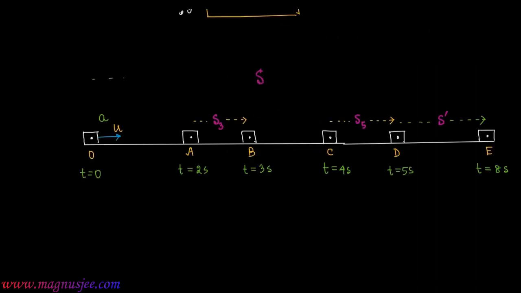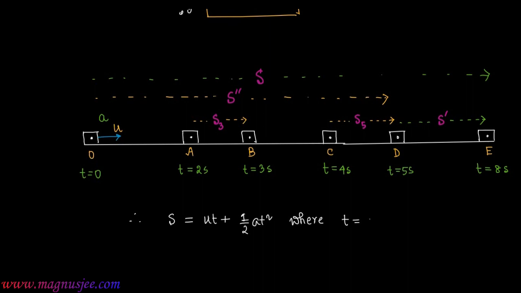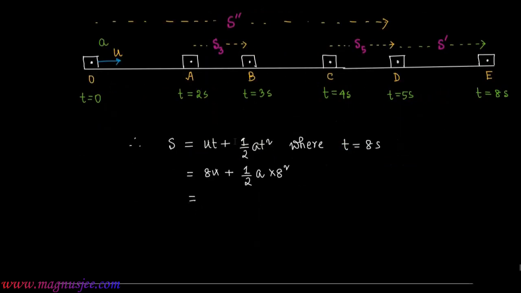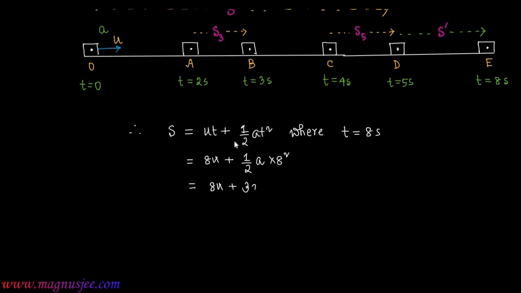Now we can return to the diagram. S is the distance traveled by the body in 8 seconds, the total distance. Similarly, S double prime is the distance traveled by the body in 5 seconds. So S is equal to ut plus half at square, where t equals 8 second, equal to 8u plus half a into 8 square. So we get 8u plus 32a. S equals 8u plus 32a, which is equation 3.